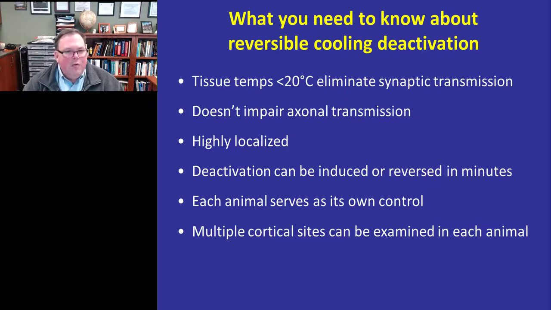During the whole time you're performing a cooling deactivation, warm blood is being pumped in, with nutrients and so forth. So the cooling doesn't spread very far at all, generally only 1 to 1.5 millimeters away from the loop. Deactivation can be induced or reversed within minutes, which is really beneficial, particularly for behavioral studies. Each animal serves as its own control. So from each animal, you can deactivate multiple cortical sites, but you can also get both control and experimental data from each animal. This dramatically reduces the number of animals that you need to train or have participate in your studies. And finally, for us, multiple cortical sites can be examined in each animal, so we can examine more than one area per animal. In these studies, we're going to examine 4 different areas in each animal.